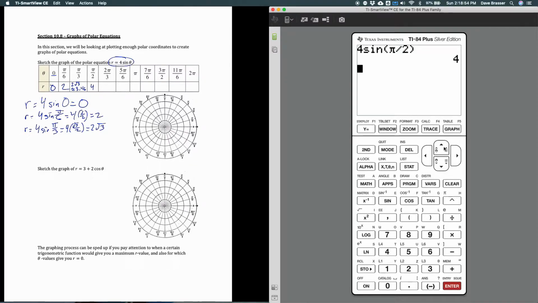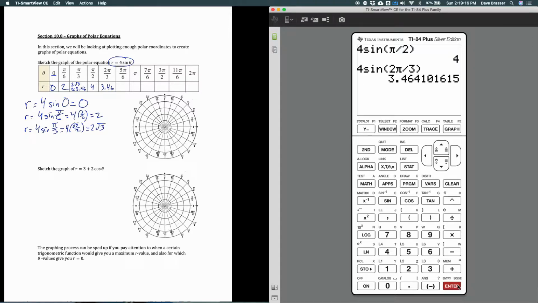Plug in the next one. I'm actually just going to copy that previous one because now we're just going to change it to 4 times the sine of 2 pi divided by 3 for our next theta value. We plug that in, and it's back to that same value that we had earlier, so it's about 3.46. Keep plugging in those numbers. You're going to start noticing some patterns.